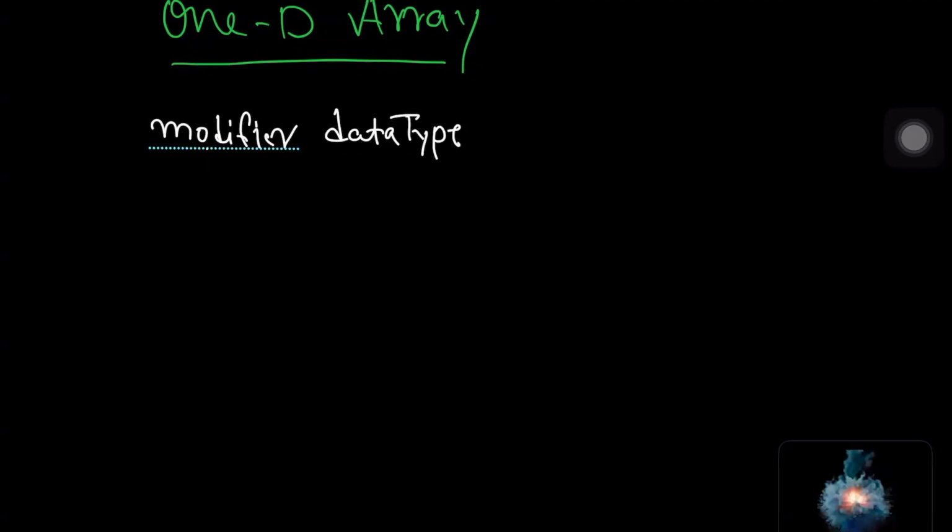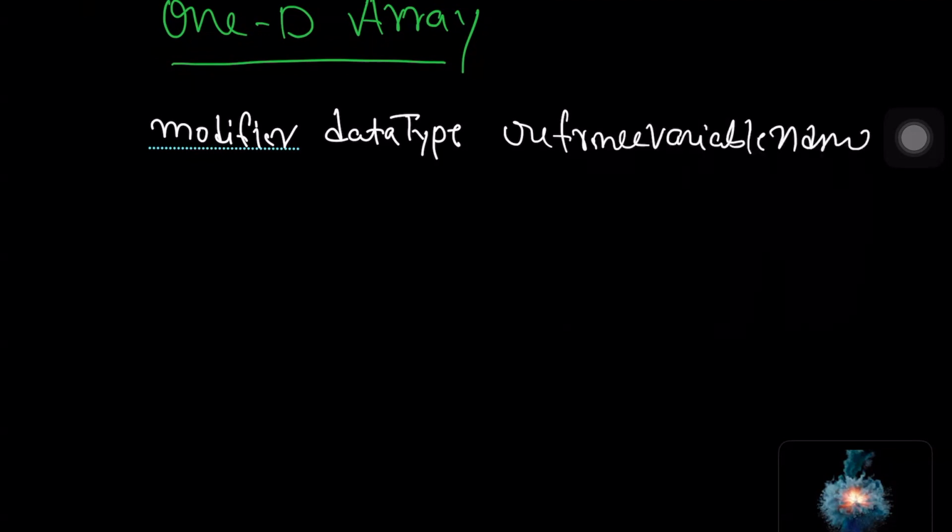The first one is modifier, the second one is data type, and the third one, after data type, is what we used to have as a variable name, right? So we call it reference variable name.